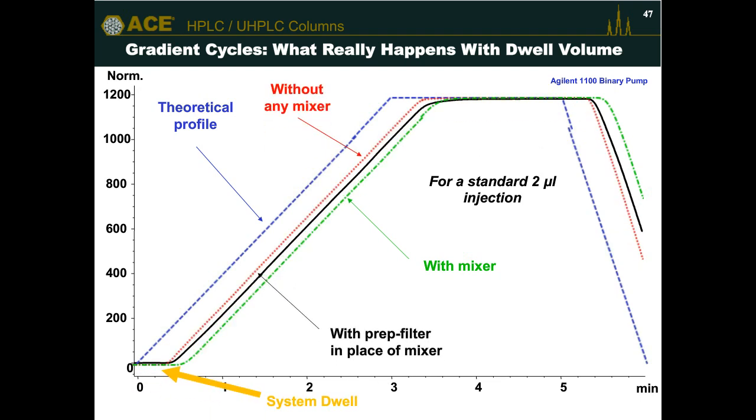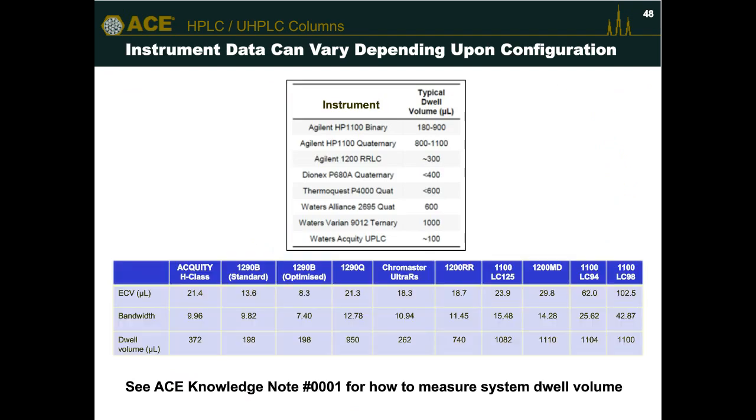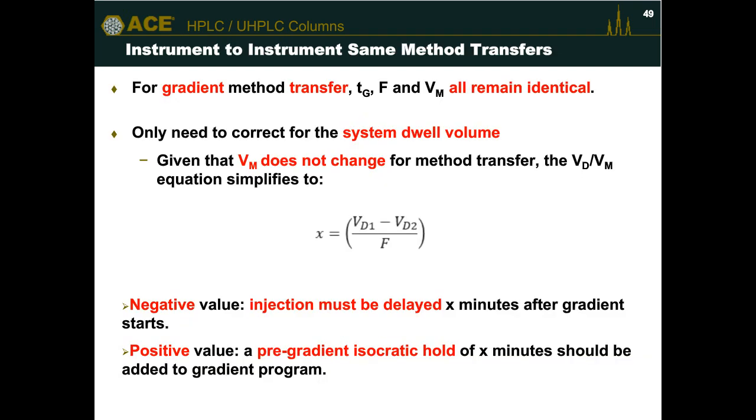So the analytes see a different gradient profile because they see a different isocratic at the start. And you can see here just some typical values, but I would suggest you measure the dwell volume for your specific instrument. It can vary depending on whether you change the mixture, whether you change the tubing, things like that as well. So what we need to consider is if the dwell volume of one system is different to another.